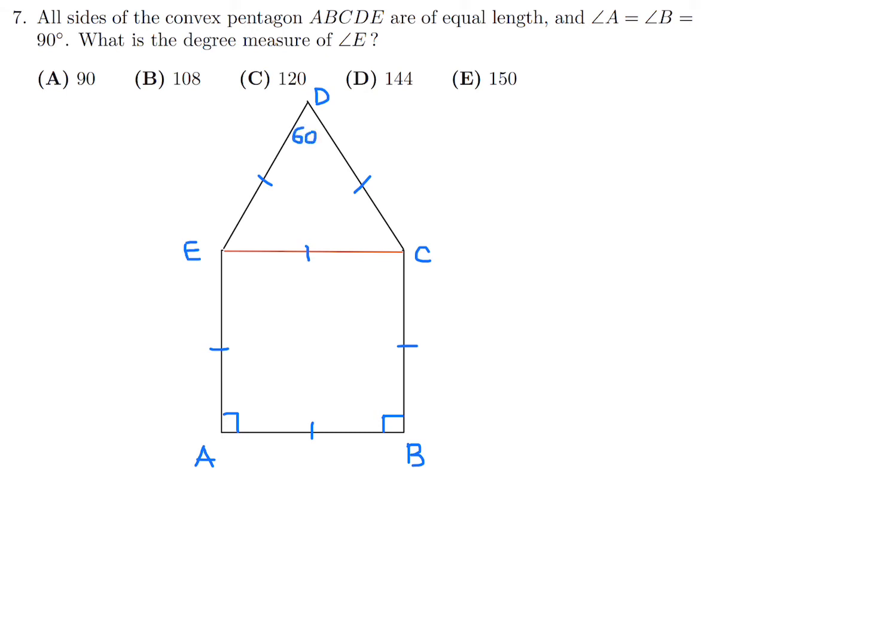So that means this is 60 degrees, that's 60 degrees, that's 60 degrees. Now this is basically a square. So these are all 90 degrees. So angle E is 60 plus 90 degrees. And that is equal to 150. So number 7, the answer is E.